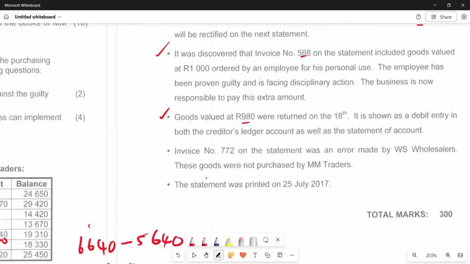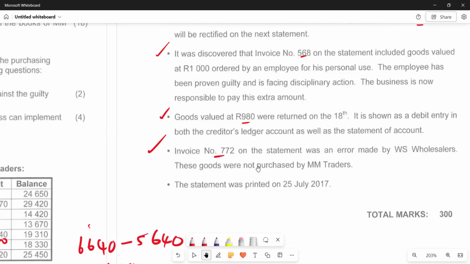We are now on this item. You say invoice number 772 on the statement was an error made by WS Sellers. These goods are not purchased by MM Traders. So it means these goods that are appearing on the statement of WS Sellers are not supposed to be there. They belong to another one of their customers, which is not MM Traders. So what we are supposed to do is to remove them on the statement. So let's go and see the goods with invoice number 772 on the statement and remove them.